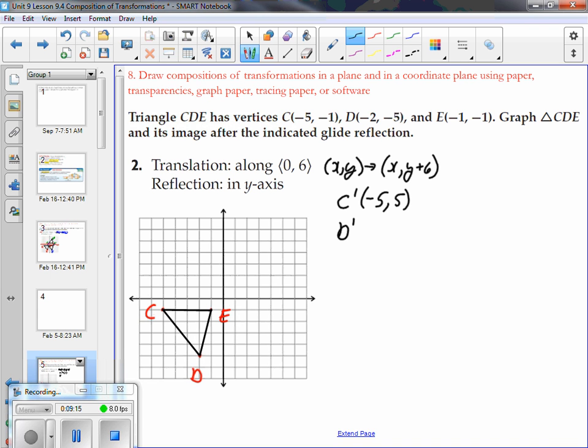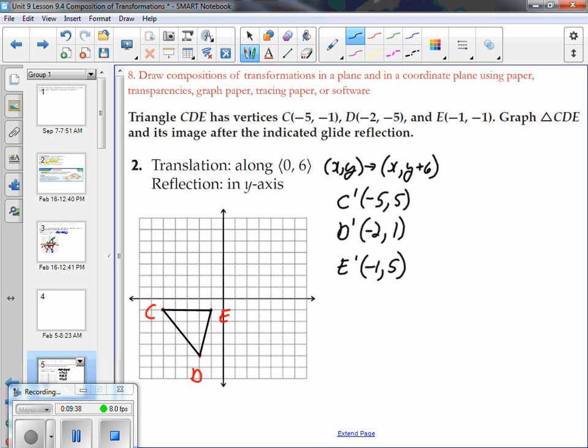5. D prime, the x-coordinate stays the same. That's a -2. But for the y-coordinate, I add 6. So the new y-coordinate is 1. And for E prime, the x-coordinate stays the same. And what's the new y-coordinate? 5. Okay?